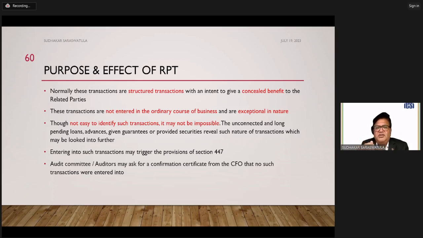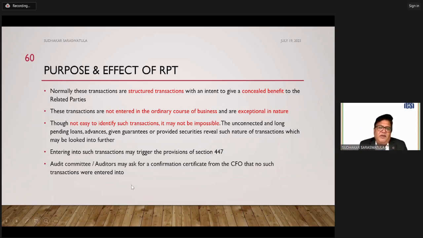These are exceptional transactions. If I am an audit committee member and I have to see whether this kind of transaction is there or not, I may not be able to identify that. Even auditors have to be very careful. It is not impossible, but it is very difficult to identify these kinds of transactions. So one has to see which are the major transactions. Normally, these structured transactions will not be minuscule; they will be high-value transactions. So to identify this, one has to see what kind of high-value transactions are there which are abnormal, not in the ordinary course of business, and exceptional in nature. This is how you have to do it. Maybe I won't say it is a forensic kind of thing, but you can do something like that.